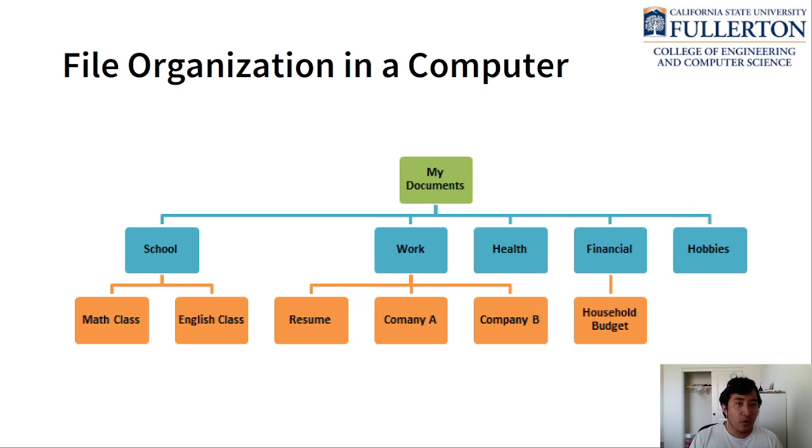All right, so a typical folder structure might be something like this, right? You might store some personal files like so, and you might have a top folder called My Documents, and then inside that Documents folder will be folders for different aspects of your life. So maybe you have a folder for school, work, health, financial, and hobbies.